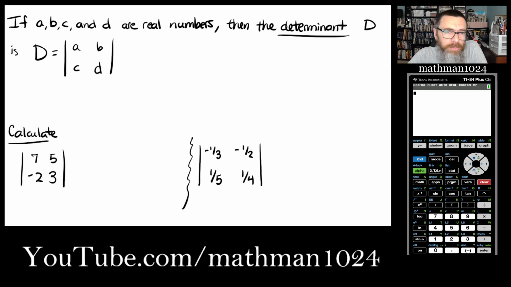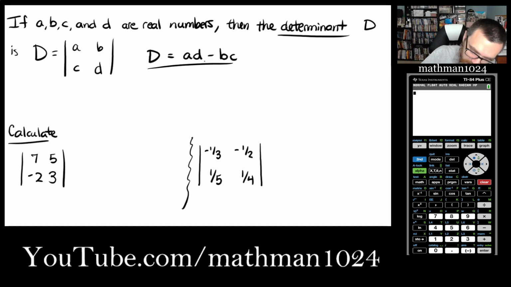So if you have real numbers a, b, c, and d, then the determinant is given by that symbol. You see here that we have these vertical bars like absolute value, so it's not the brackets that we're used to seeing for matrices. This value is given by the product AD minus the product of the entries B and C. That's all it is. Don't complicate it. That's all you have to do.